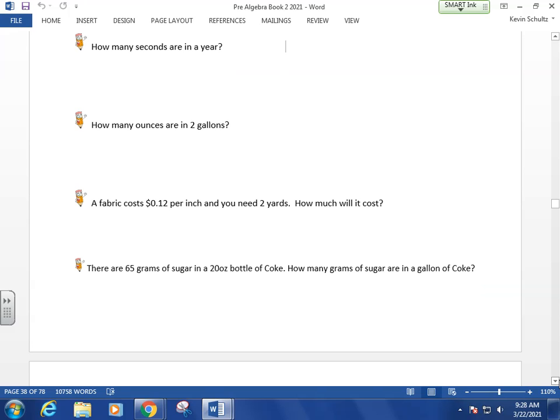And then some more application stuff. A fabric, for those of you that like to craft, costs 12 cents per inch, and you need 2 yards. How much will it cost? This one's kind of scary. There are 65 grams of sugar in a 20-ounce bottle of Coke. How many grams of sugar are in a gallon of Coke? Okay, so you're going from ounces to gallons. Questions on this? Comments, concerns, complaints, congratulations, or criticisms?